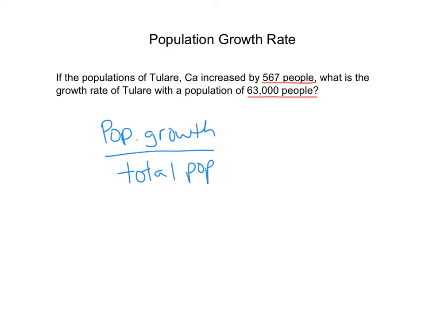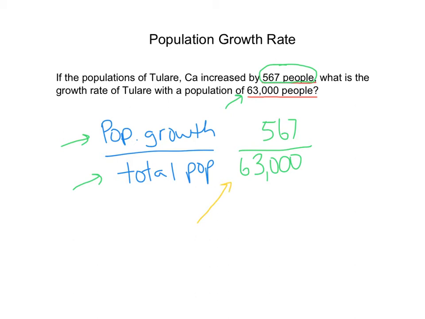So now that we know the formula, all we have to do is plug in the numbers. What is the population growth of Tulare? Here it is right there. The population grew by 567 people. Now what's the total population of Tulare? Well, it's right there. It's 63,000 people. So it's 567 divided by 63,000. Now remember, it is not against the law to have a larger number on the bottom, in the denominator, than the number on the top. That is totally legal. So don't get worried if you see that.